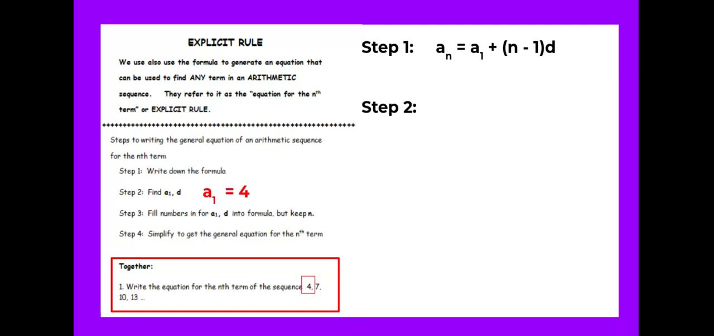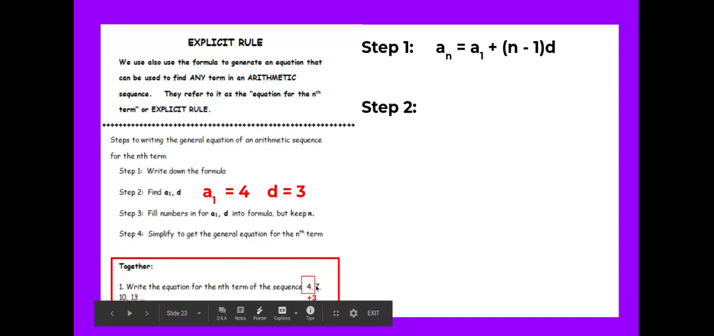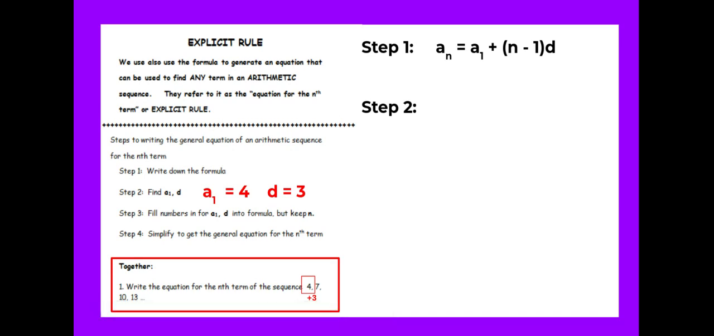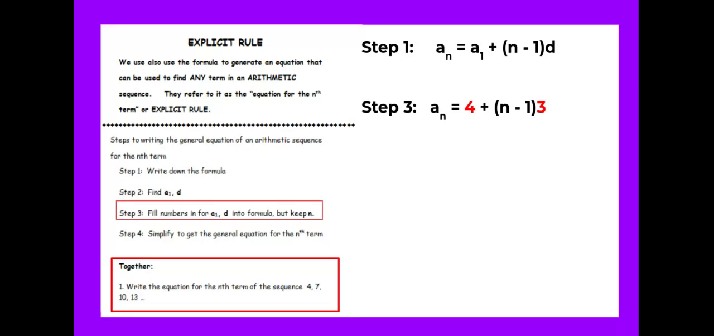So a is our first term, which is 4, and d is our common difference because we're adding by 3 to get to each term in the sequence. So a sub 1 is 4, and d is 3. Step 3 is we're going to fill those numbers for a and d into the formula. But remember, we're not changing n, we're keeping n this time. So we're going to replace a sub 1 with 4 and the d with 3.